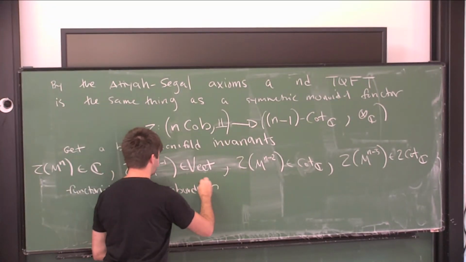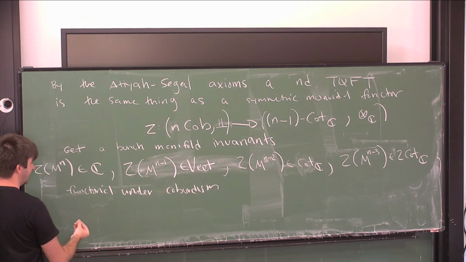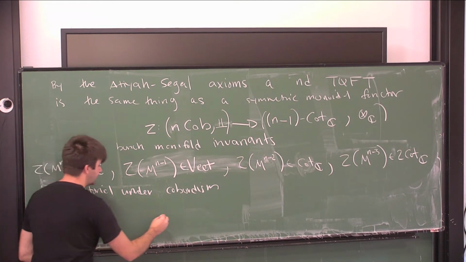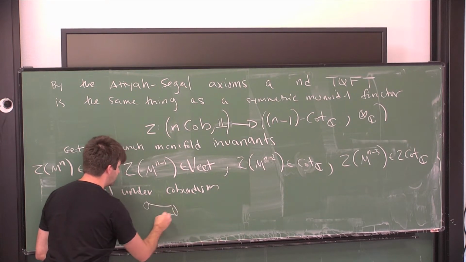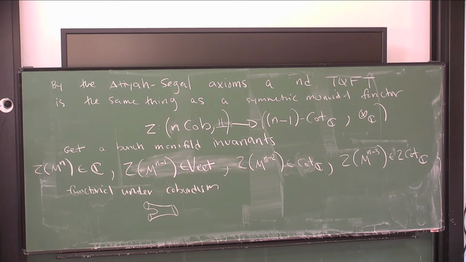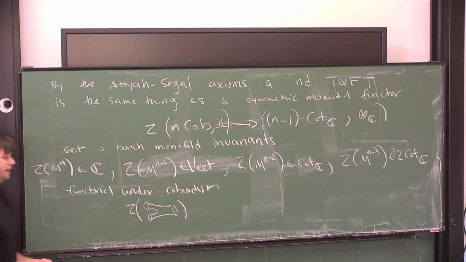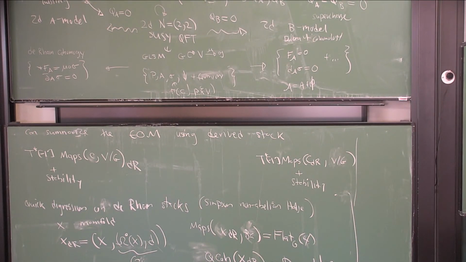So let me write down one example of what this means. For example, suppose that I was in, well, I guess it doesn't matter what dimension I'm in. There's one particular cobordism that's everyone's favorite, which is the pair of pants, which is a cobordism between 2 circles and 1 circle. And one could ask, what do I get if I were to apply this functor to this pair of pants?